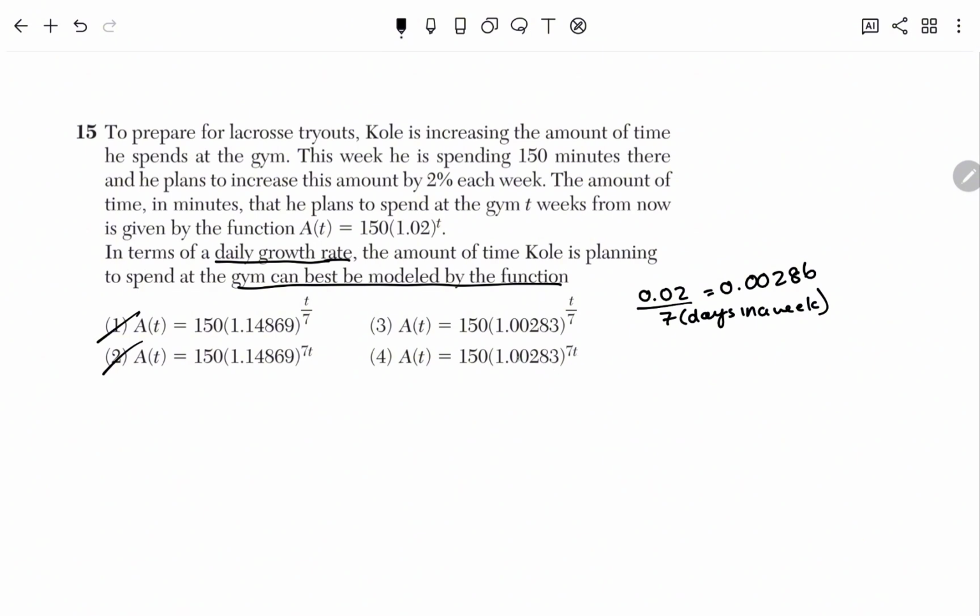Okay? And so from there, I can eliminate answer choice 1 and 2, because here we have 0.00283. Here we have 0.14869. This is not equal to the same thing that we got. We're going to be using either 3 or 4.